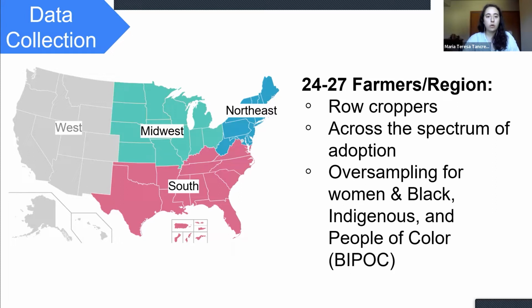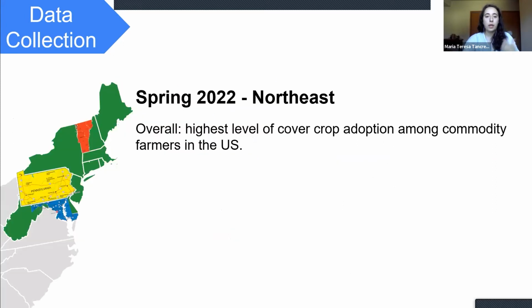So as I was mentioning initially, in spring 2022, I went and did my first round of data collection in the Northeast. Generally, the Northeast presents the highest level of cover crop adoption among commodity farmers in the US. And so the rationale to come up with 3 states in each region is that we're trying to have one state that presents a high level of adoption within the region, one state that has a mid-level of adoption, and then one that has a lower.